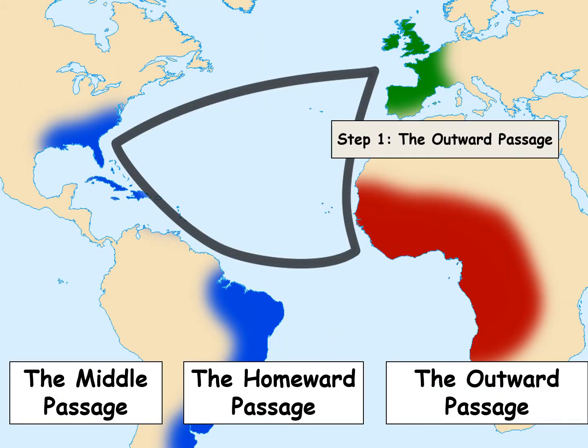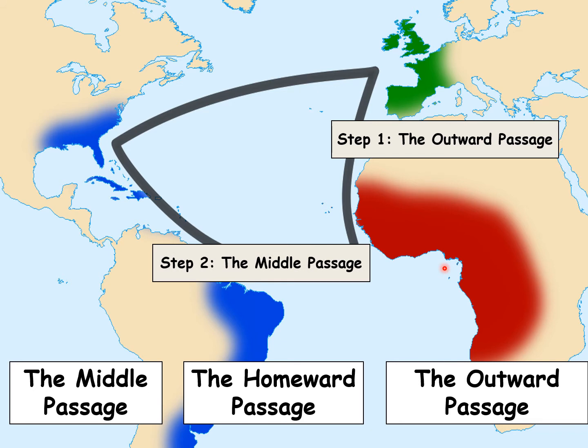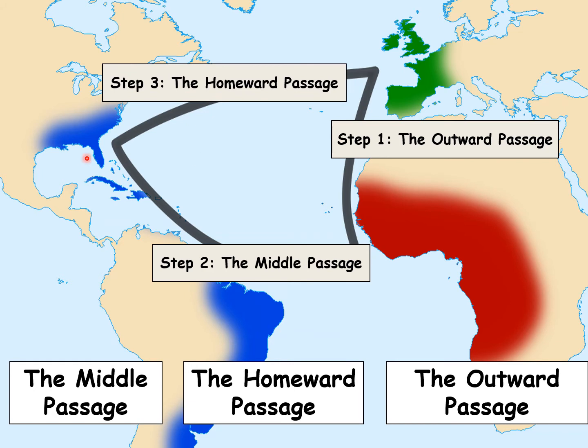So we refer to these as the outward passage. When we're going from Britain down to Africa, which is the red part here, this is the outward passage because we're going out. When we have then come from Africa to the Americas and the West Indies, we are going along the middle passage, because it's the middle line of the slave trade route. And then when we have finished with what we're doing and we're leaving these areas to go back home to Britain, we're going along the homeward passage, and that is our 3-stage route. Out on the outward, along the middle in the middle passage, and home on the homeward passage.